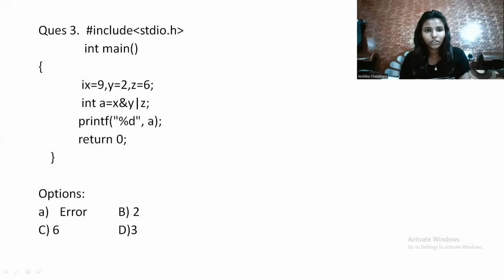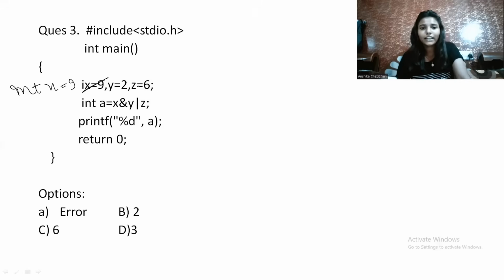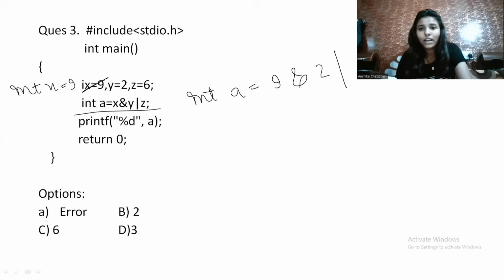So I'm sorry, this should be int x. Okay, this should be int x assign 9 and then y equals to 2, z assign 6. Okay, so there are some integers having some values and we have to perform this operation. So int a assign x and y. What is the value of x? 9. And what is the value of y? So y value is 2. Then we have to perform bitwise OR. So what is the value of z? It is 6.